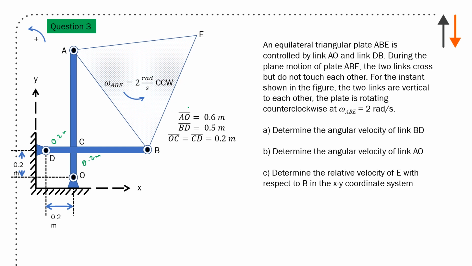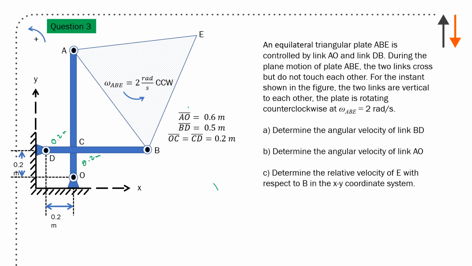For the instance shown in the figure, the two links are rotating perpendicular to each other. Plate is rotating counterclockwise, so you know the direction, at omega ABE of 2 rad per second. So here I have something that's going to tell me something about the velocity. Determine the angular velocity of link BD, determine the angular velocity of link AO, determine the relative velocity of E with respect to B in the XY coordinate system. So you have all of this.